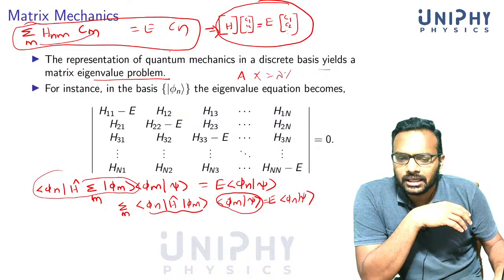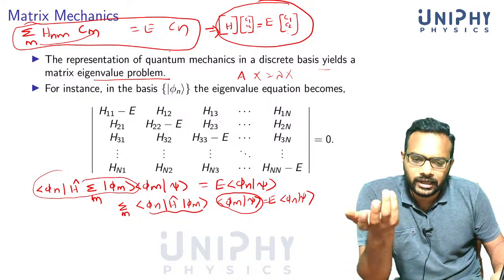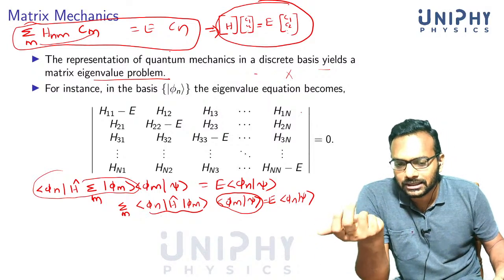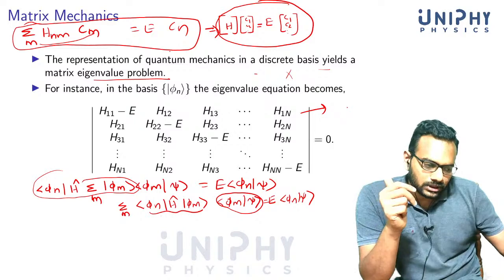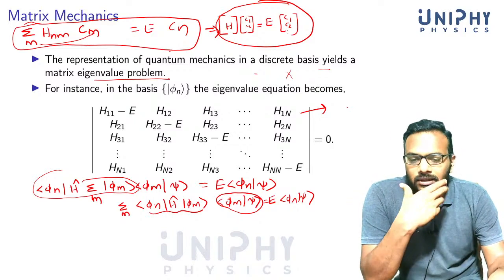Ax equal to lambda x, and then how do we find the eigenvalues lambda? We know how to do that. We construct this determinant and put it equal to 0, solve it, and you get the eigenvalues. Alright, this is matrix mechanics.